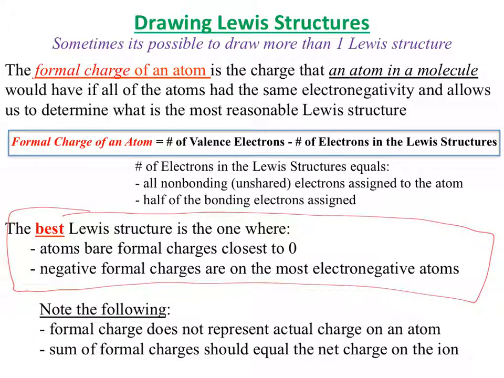The only other thing on here is understanding how we calculate the formal charge of an atom. To do that we use this equation, which starts with the number of valence electrons. Carbon, for example, would have 4 valence electrons. We subtract out the electrons in the Lewis structure, which means all the non-bonding electrons on the atom, so we count up what's around it, and then half of the bonding electrons assigned to it. However many bonds there are, each bond is worth 2 electrons, and we take half of that as assigned to that atom. Then we can calculate that and determine the best Lewis structure.